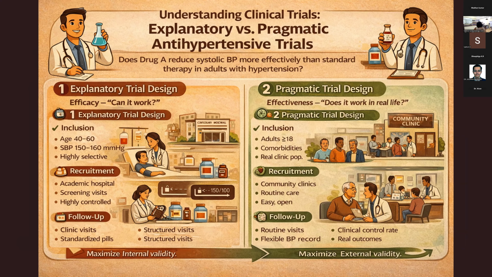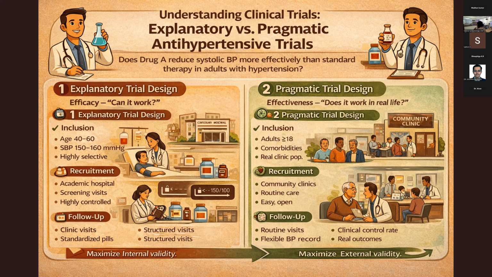In an explanatory trial design, when you include the participants, you strictly include a particular age, 40 to 60. I will exclude all the elderly, all the young ones, and all the vulnerable groups like pregnancy and children. And we set a specific baseline blood pressure of around 150 to 160. We select the participants only when they fulfill all these criteria. Those with comorbidities and reduced life expectancy are also excluded.